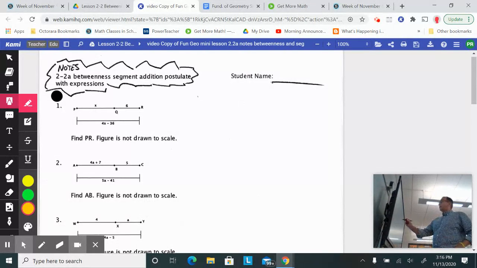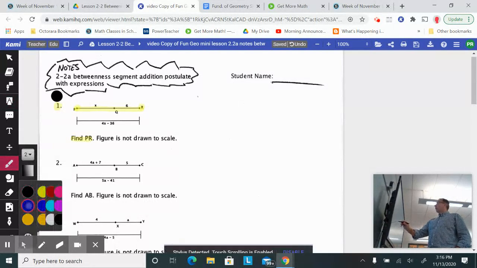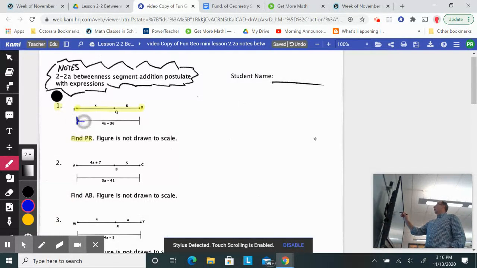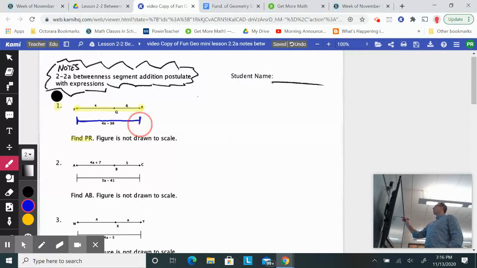So number one, numero uno. We're supposed to find PR, which is the distance from P to R. Here's P, here's R, so we're supposed to find how long that is. Now, what do we already know? We already know that from P all the way to R is represented by 4x minus 36. It tells us the whole distance.